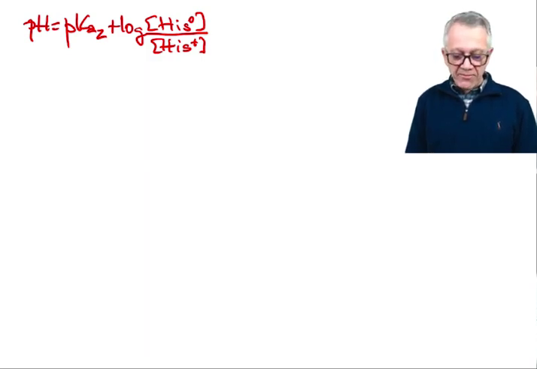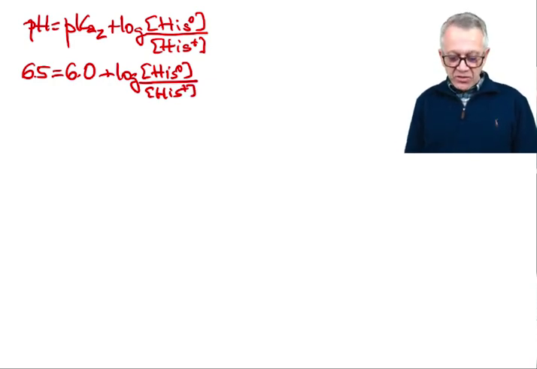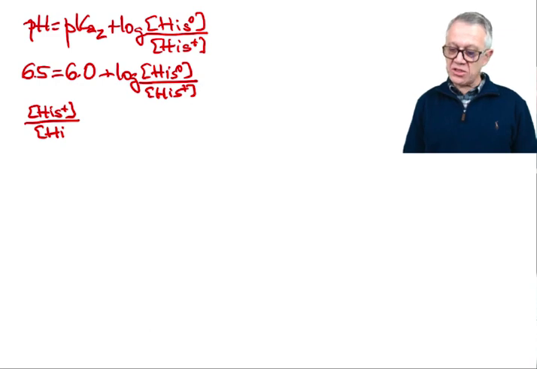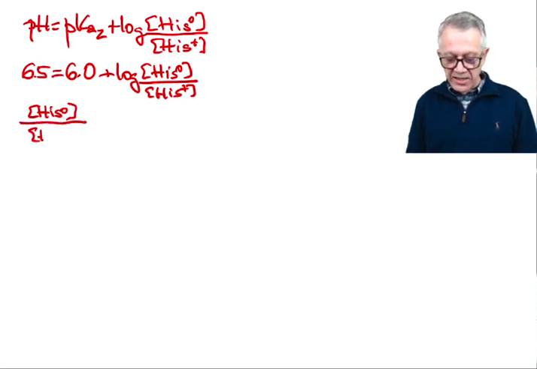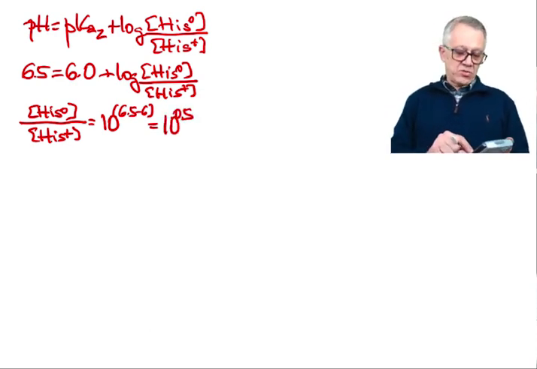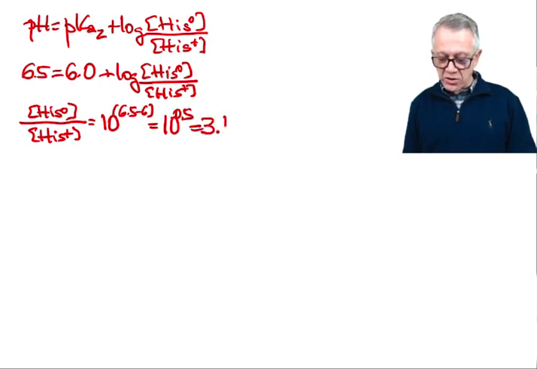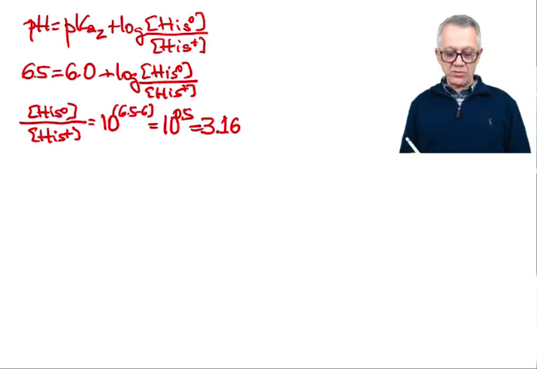Let's plug in the numbers. We have the pH that we want, 6.5. We have the pKa that was given to us, 6. And then we have the log of the concentration of his 0 over the concentration of his plus. From that, the concentration of his 0 over the concentration of his plus is going to be 10 to the power of 6.5 minus 6. In other words, 10 to the power of 0.5. We have a calculator at our disposal here and in the exams as well, and it gives us 3.16. So we know now that this ratio is 3.16 as dictated by the pH that we want for the solution.